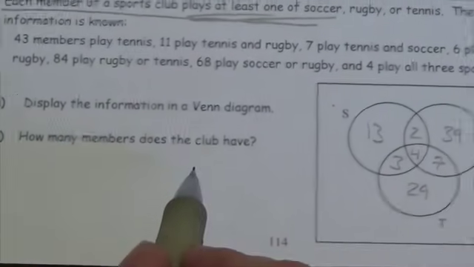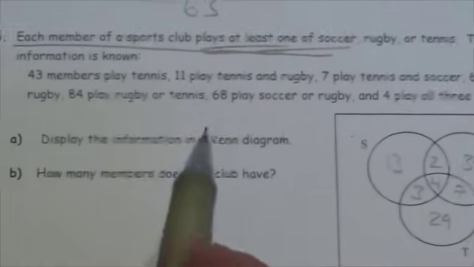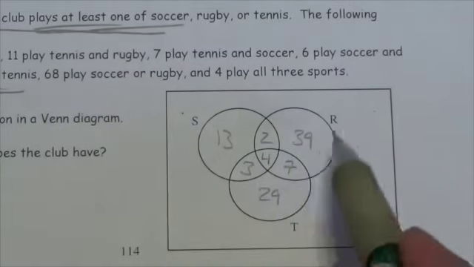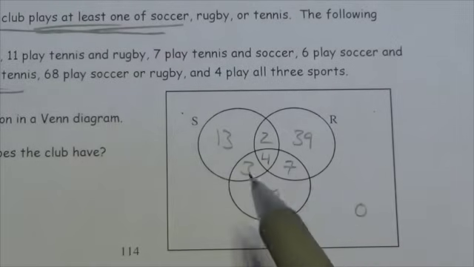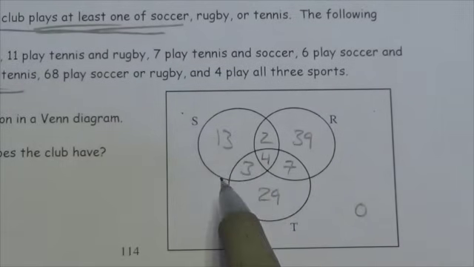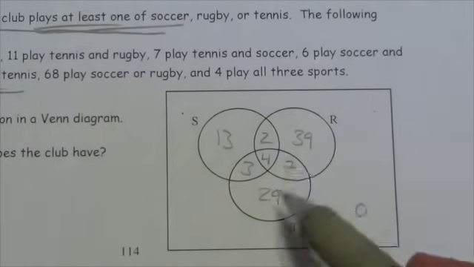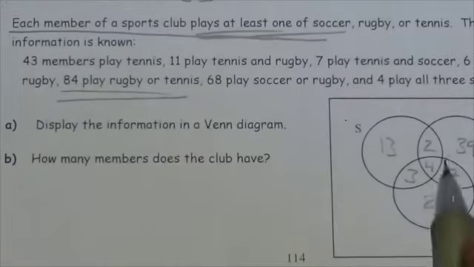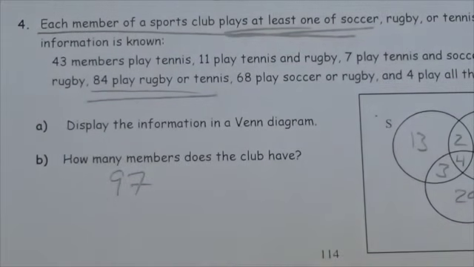Now, how many members does the club have? Now, I'm going to be super lazy about this, because notice what I was told here. I was told 84 play rugby or tennis. I already know the sum of this and this altogether is 84. The only number that's not included in that is this 13 that's playing just soccer. So I'm going to take advantage of what union means, this or this, which takes into account all of these little subsets, and I'll just add the one that's missing. So 84 plus 13 tells me that there are 97 people in this club.